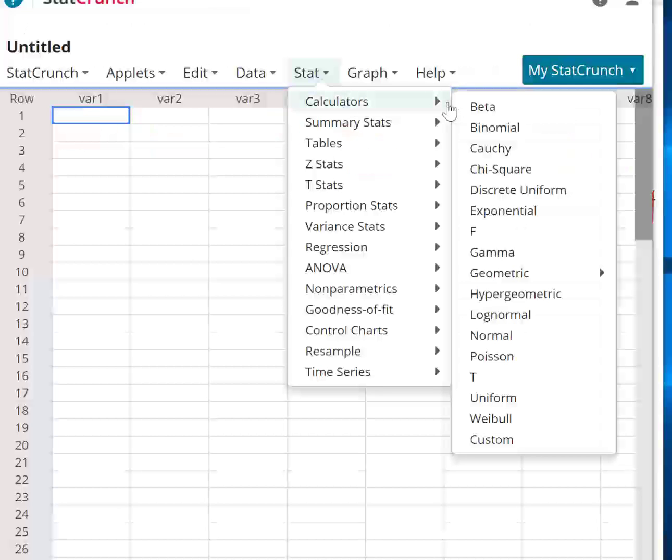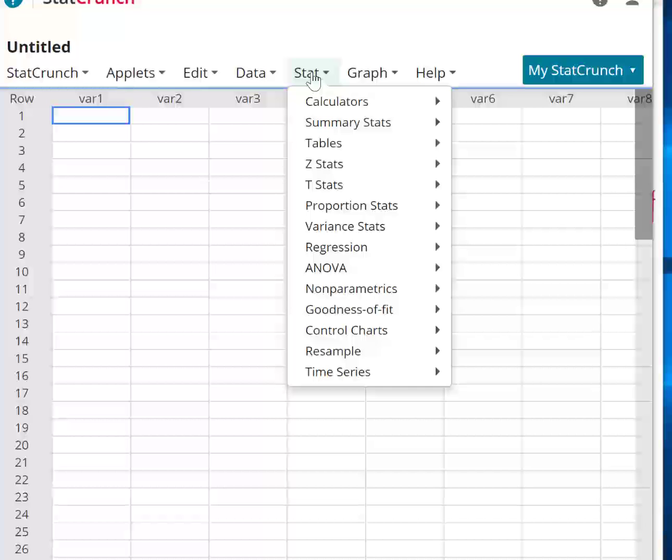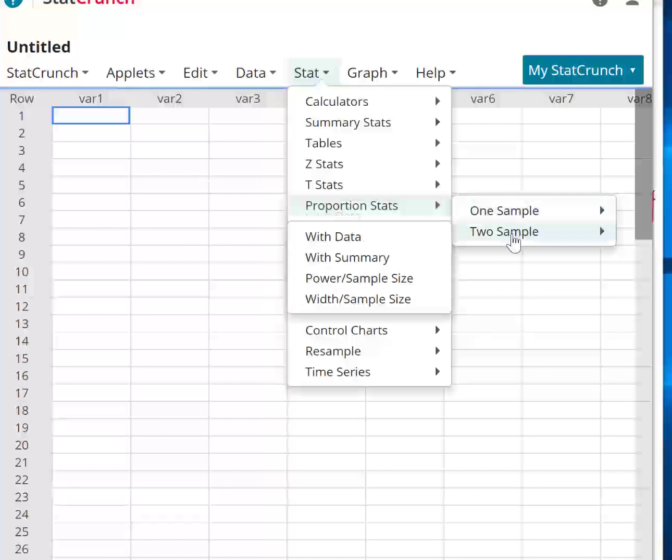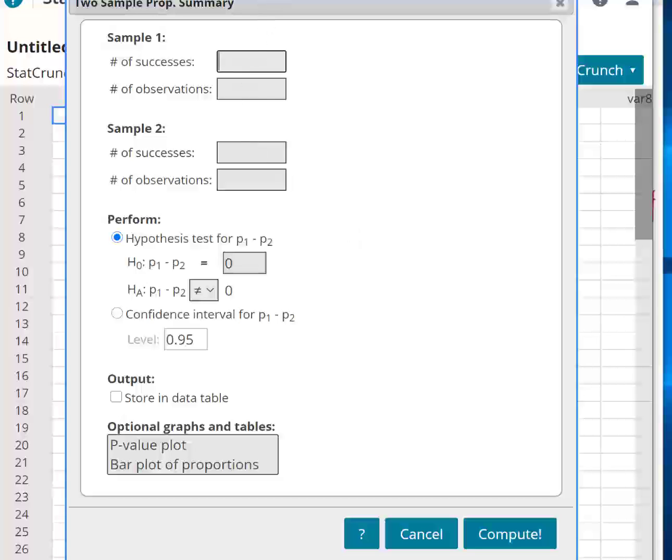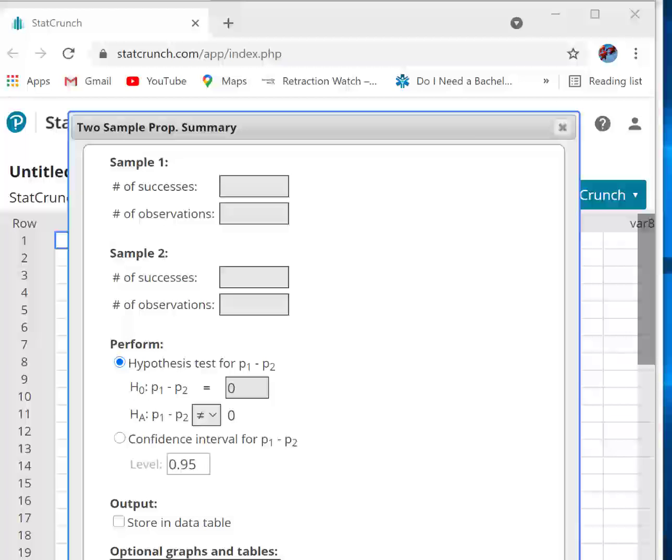You open StatCrunch, then you go to Stat. Since this is a proportion test, you go to Proportion Stats. We have two samples, and with summary, we have a summary of the data, and you get this. Number of successes, I'm going to get them from the exercise itself. For sample 1, which is the men, number of successes, we have 379. Number of observations, 973. For the women, we have 404 and 1304.